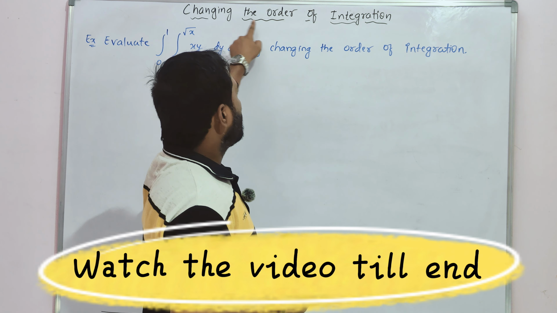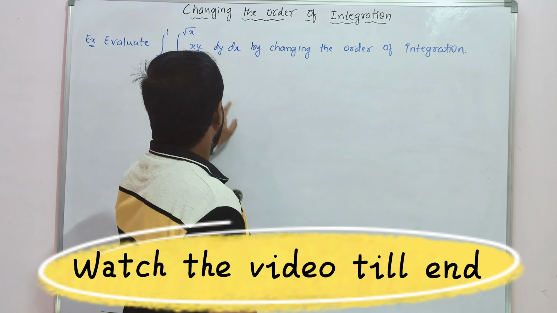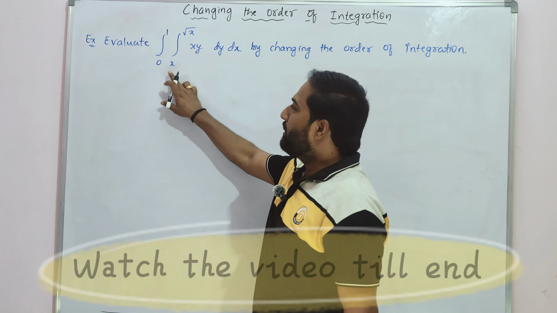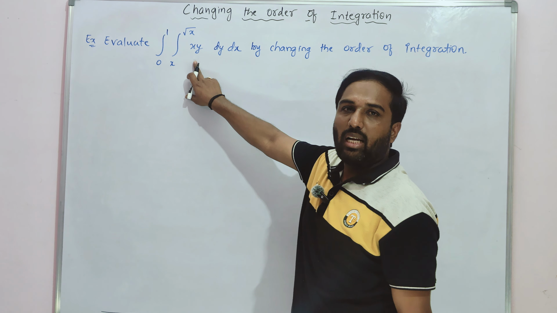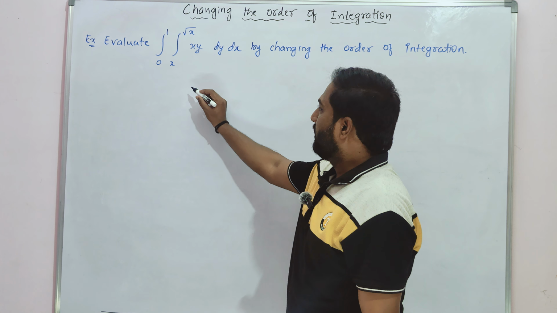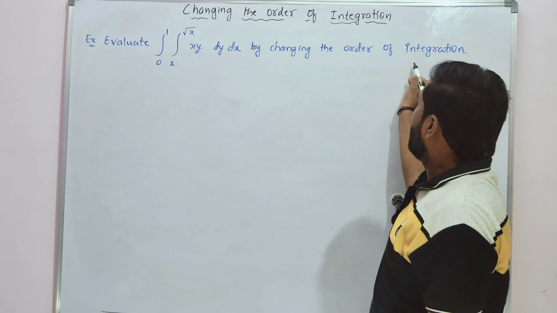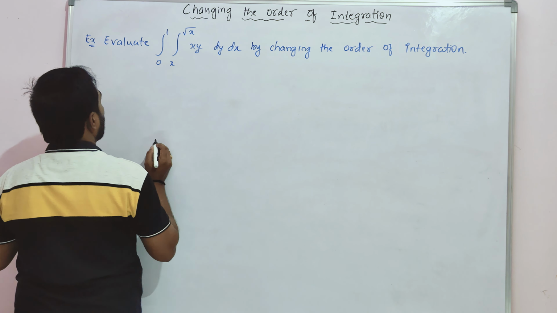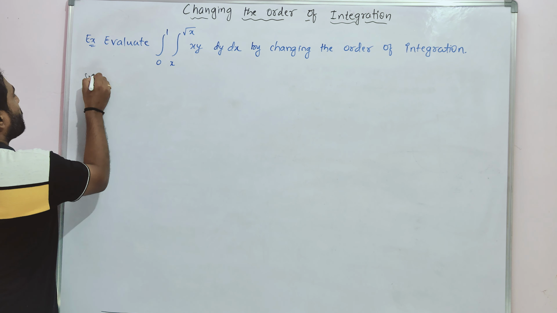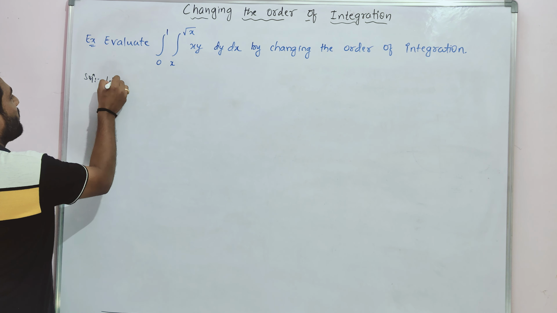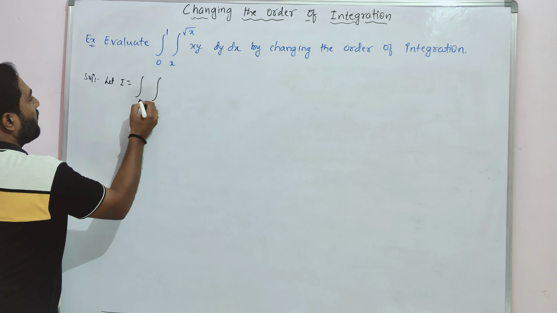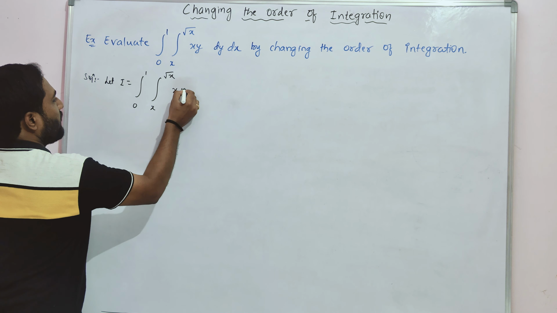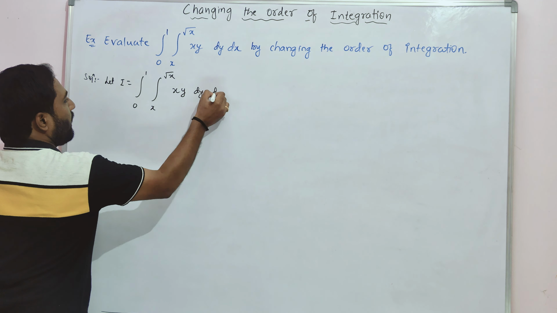So the topic is changing the order of integration, and the example here is: evaluate the double integral with limits 0 to 1 for x and x to root x for y, and the function is x into y, dy dx, by changing the order of integration. Let us evaluate and see what initial things are to be assumed here to simplify. Let I be the integral with limits 0 to 1 and x to root x, and the function is x y dy dx.